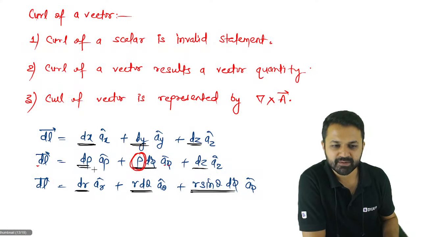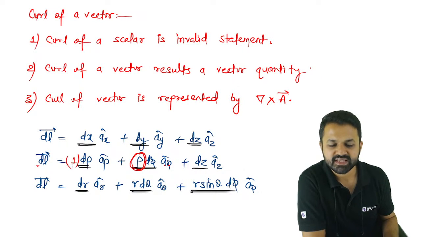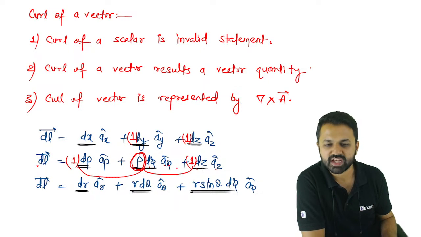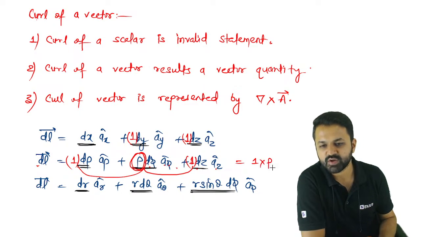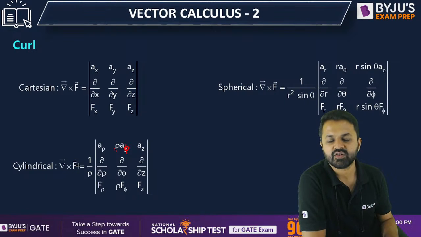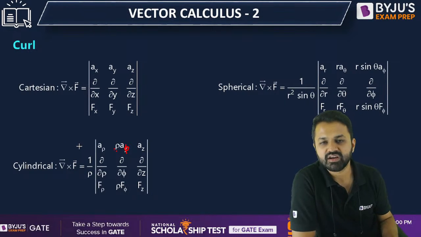Now, if you multiply the coefficients of all the three, this has the coefficient 1, this has the coefficient rho, this has the coefficient 1. This dz az has the coefficient 1. Previously also, dz az had the coefficient 1, dy ay had the coefficient 1, and d phi a phi has the coefficient rho. Multiply all the three coefficients, that is 1 into rho into 1, you will get rho. So divide the determinant by rho, then you will get the curl in the cylindrical coordinate system.